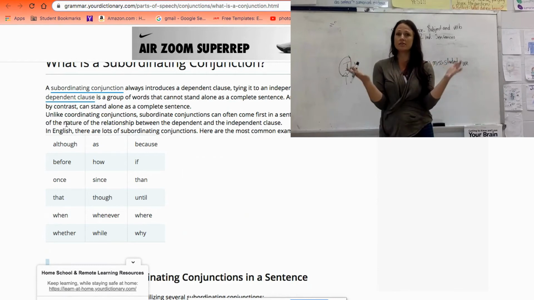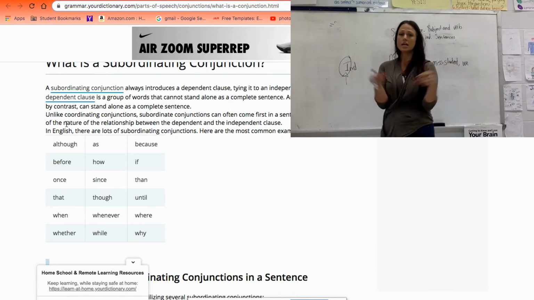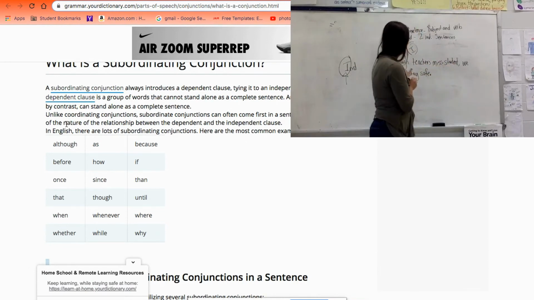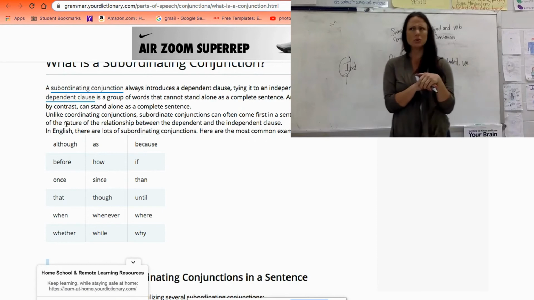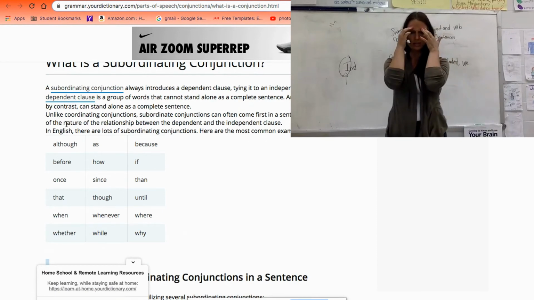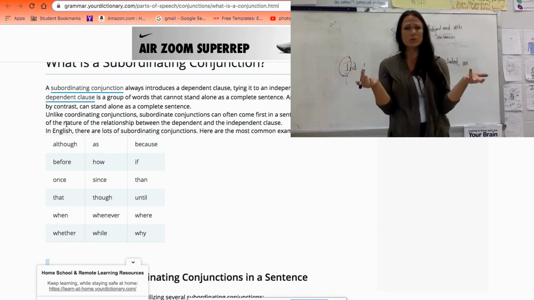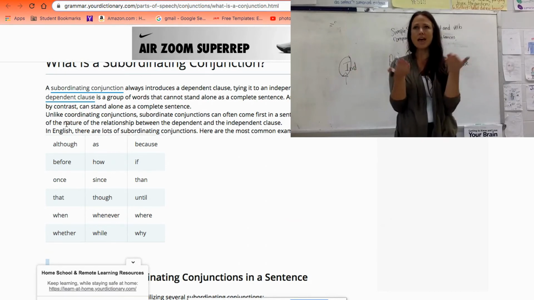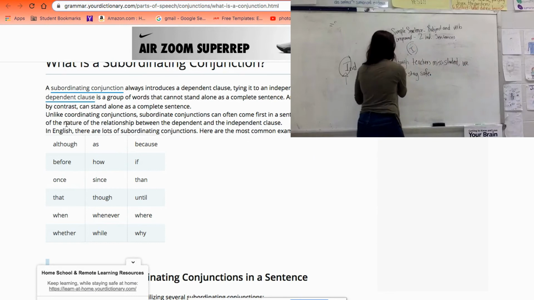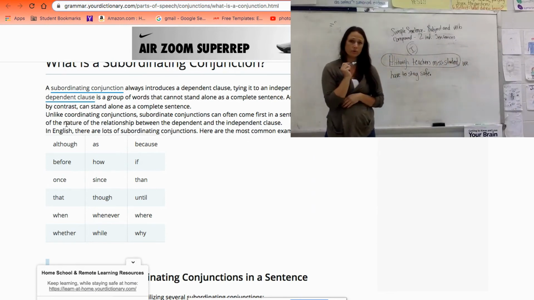It is not out there living the good life, buying its own cell phone, living in its own apartment. If I walked up to you and said, although teachers miss students, you're going to go, what? Your eyebrows are going to go down like this, and you're going to be confused. Although teachers miss students, what? So that group of words right here cannot stand alone without the rest of this information.